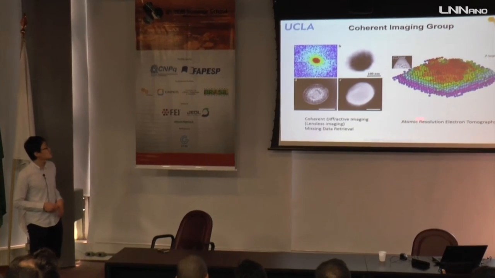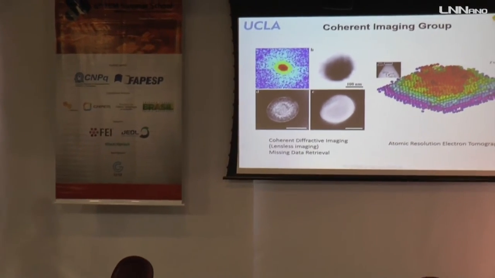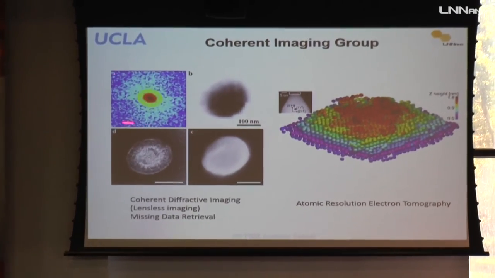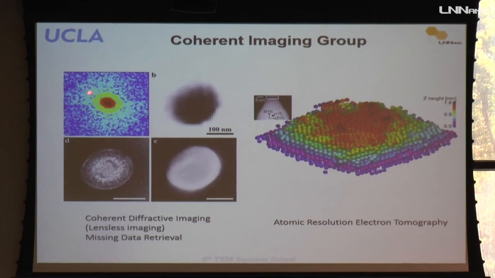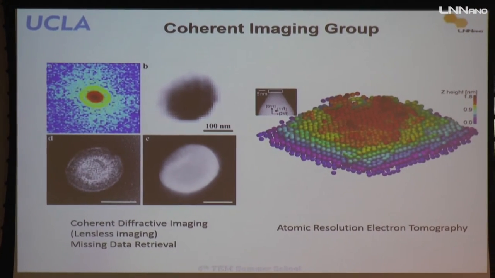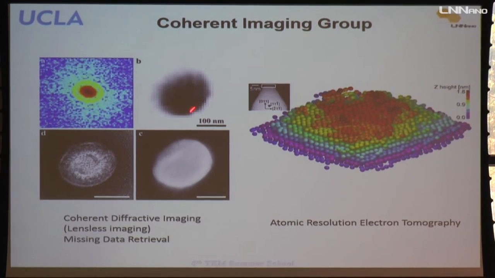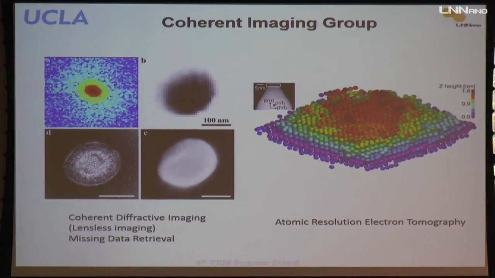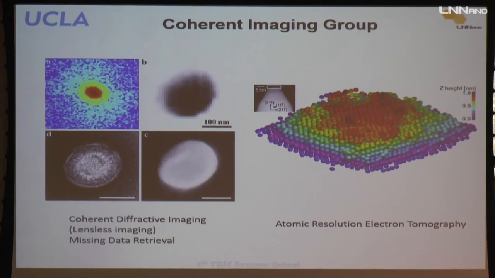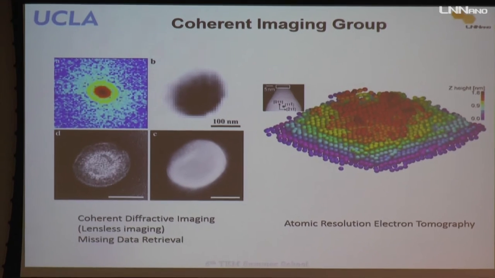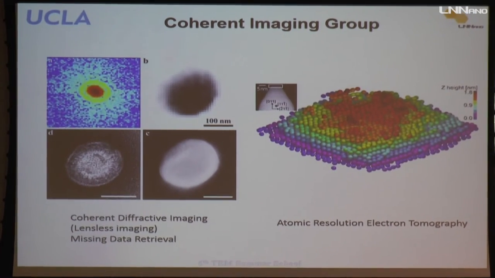And this is actually based on missing data retrieval. In a usual diffraction pattern measurement, we cannot measure the phase information. We have only the magnitude. If the sample's diffraction pattern is fine enough, by using an iterative method with the correct constraints, we can get the phase information back, and then we get the high resolution object by just an inverse Fourier transform.